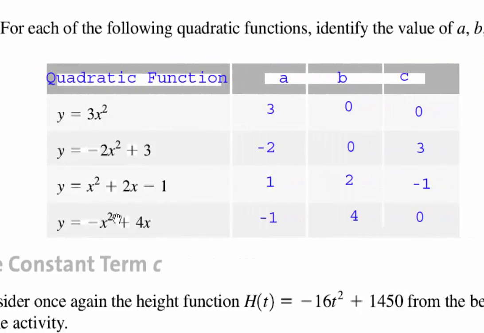The third function, there's a 1 in front of this x squared. Think of this as 1x squared, so a is 1. The x term has the number 2 in front of it, so the b would be my 2, and the constant is the -1. And then the last function, we have -1 for my a. The b is 4, and there is no constant, so we use c equals 0.